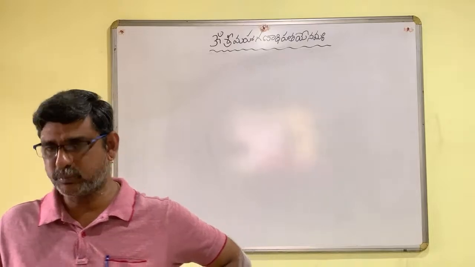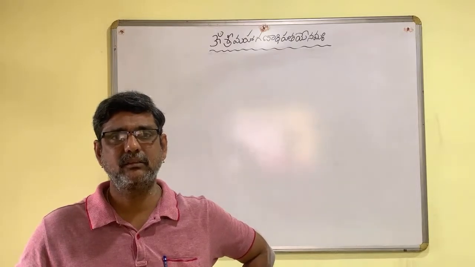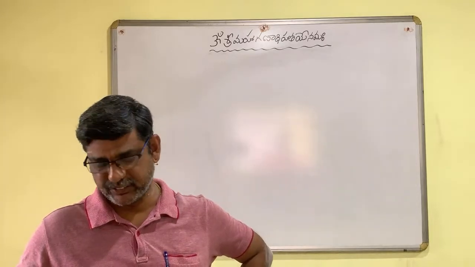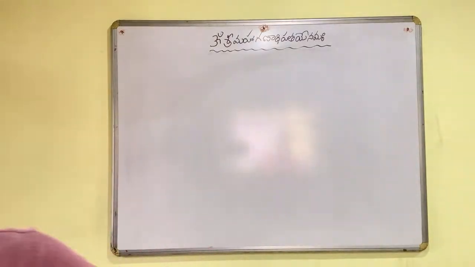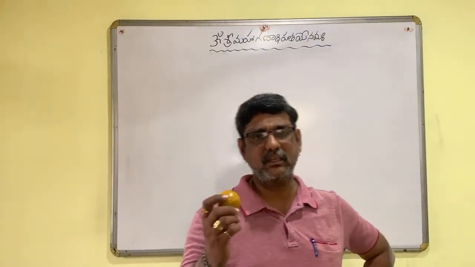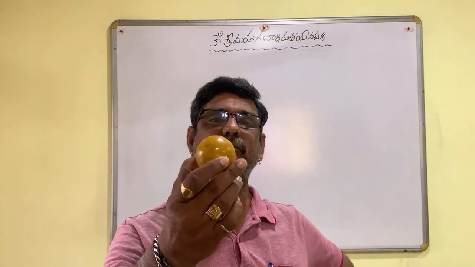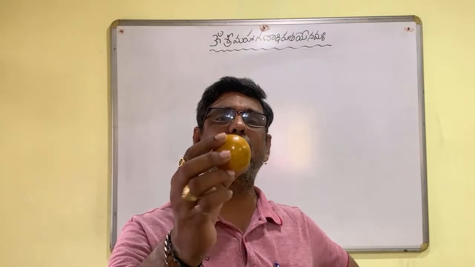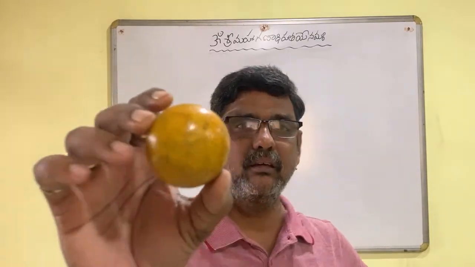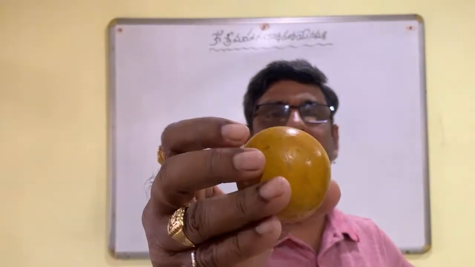Okay. Now sphere. Sphere is a solid which is having only one face, and it is nothing but a curved face. See this object? This is a spherical wooden ball. It is having only one face, which is nothing but a curved face.